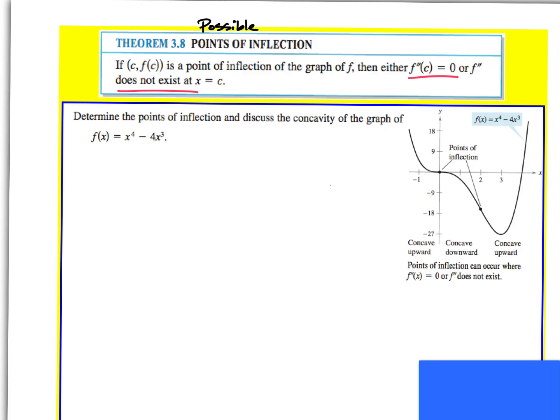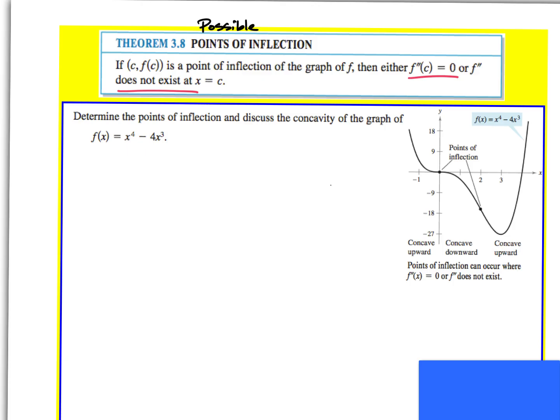So just like your pre-calc days, how do we get a point of inflection in pre-calc? It was a what? It was a switch in concavity. It was a change in concavity. So f double prime actually has to change signs to be a point of inflection. All right? So it's a possible point of inflection when our second derivative is 0 or doesn't exist.